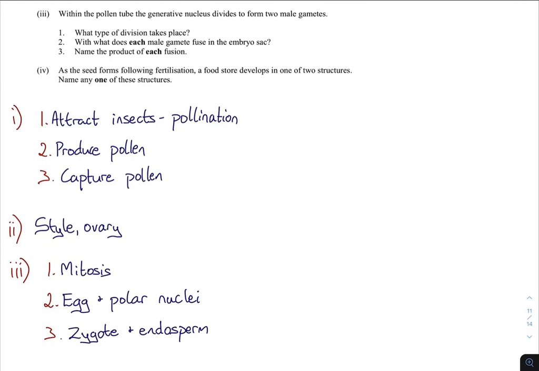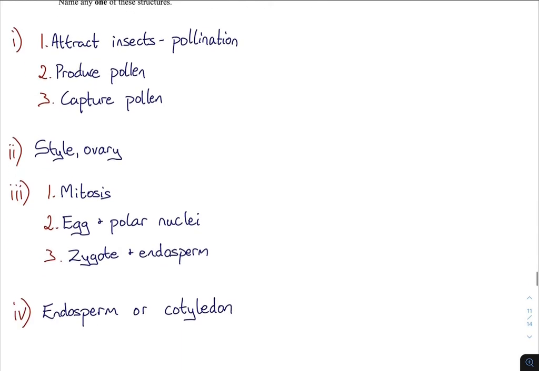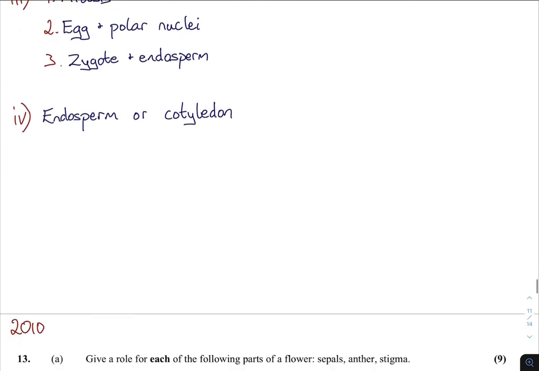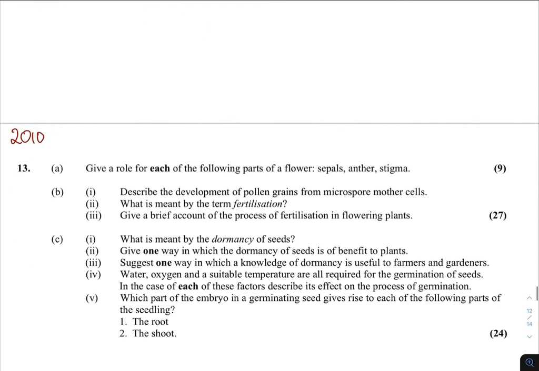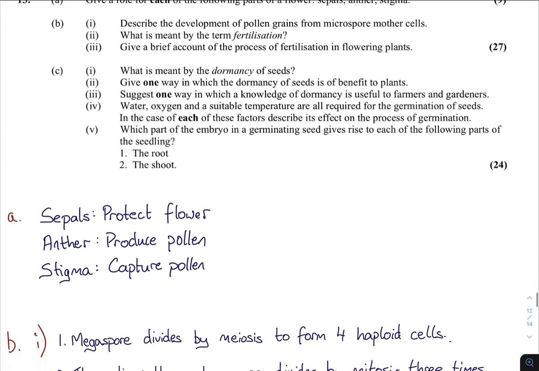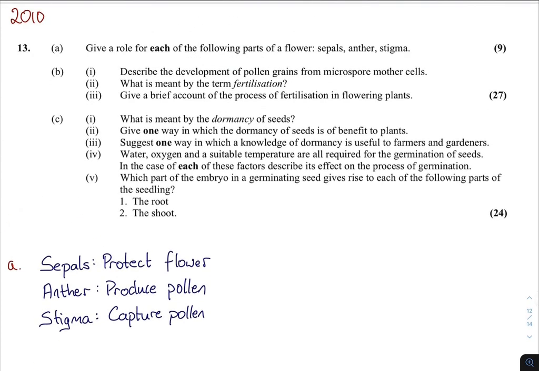As the seed forms following fertilization, a food store develops in one of the 2 structures. Name any one of these 2 structures. You could say the cotyledon or the endosperm. Either or. They're both food stores. Now we're almost done. Second last question, I think. So, sepals, anther and stigma. Sepals, they just protect the flower. Okay, the anther produces pollen, the stigma captures the pollen. Okay, we've seen that come up before.